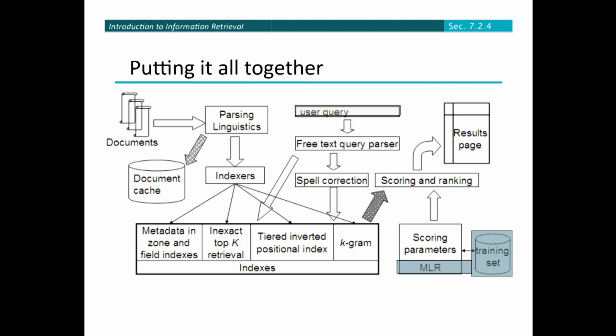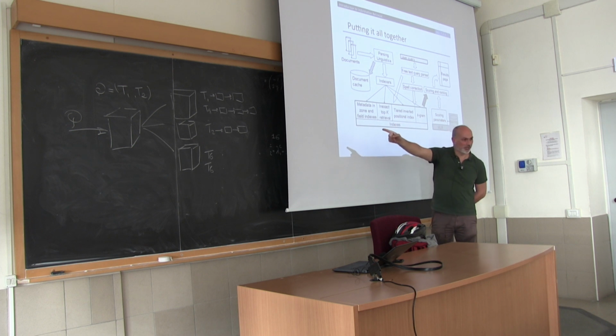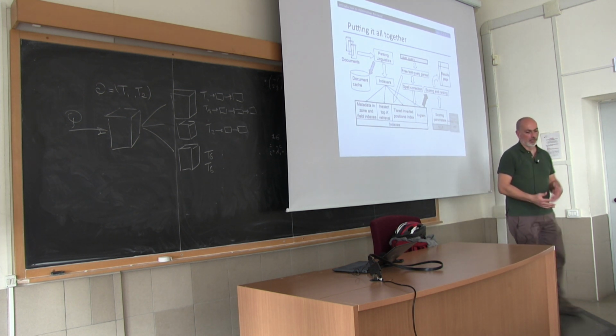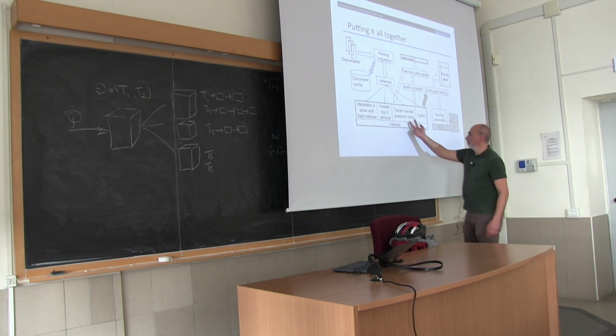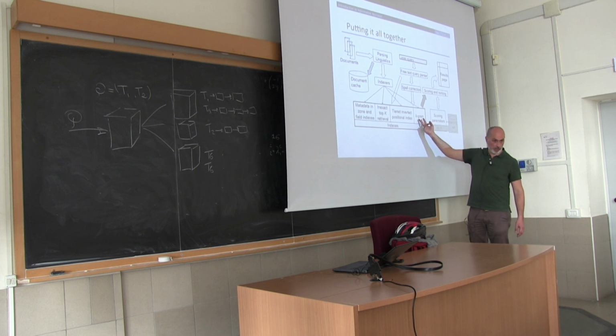Yeah, and if you put everything together, then this is more or less the picture. And most of these blocks you have seen with me or with Professor Vitaletti, essentially, right? So indexers means what we have seen so far, essentially. Metadata, inexact top K retrieval, which means, for example, you have champions lists, all this stuff. Tiering, K-grams, for example, for wildcard queries.